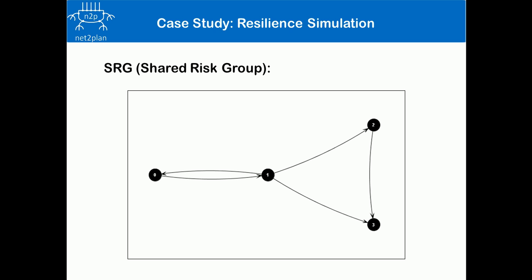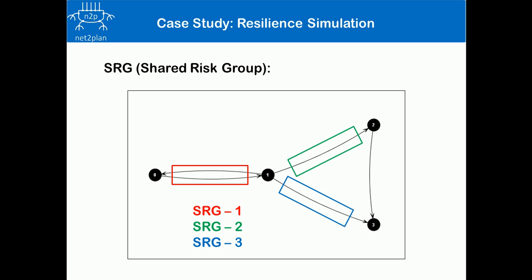As an example, we have this simple topology where three different SRGs are defined. When the SRG1 fails, both of the links belonging to this SRG will fail simultaneously. If the SRG number 2 is the one which fails, then only this link will fail. And so if the SRG3 fails, only this link will be affected.